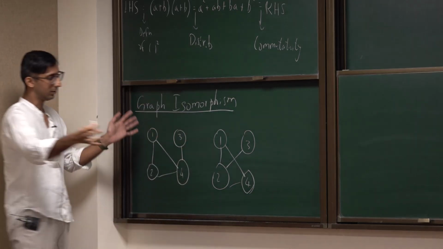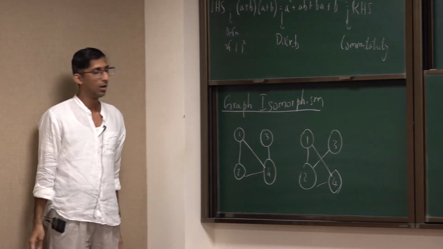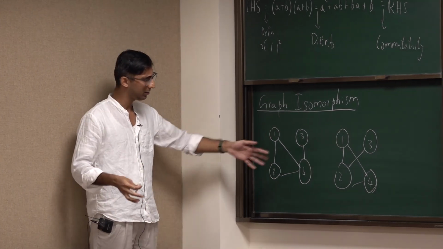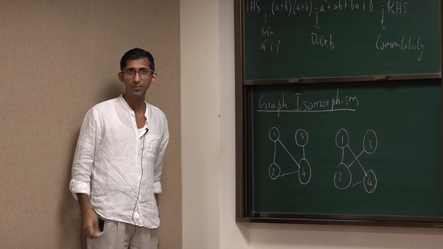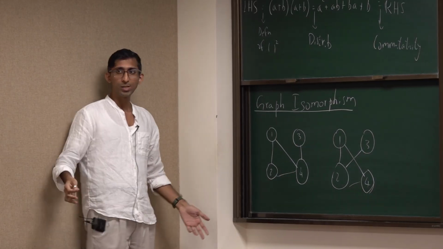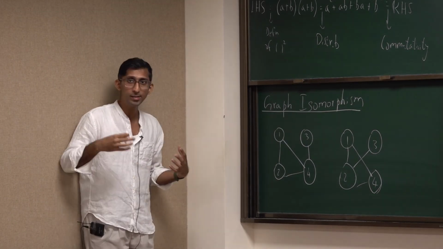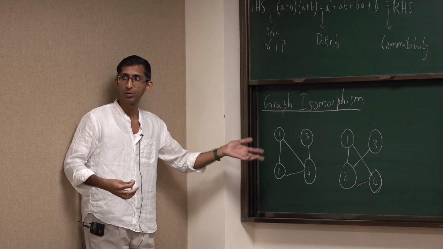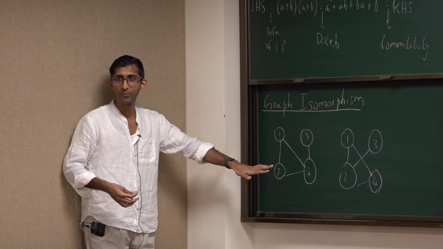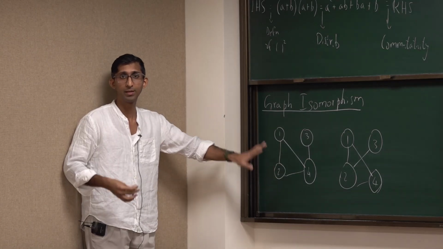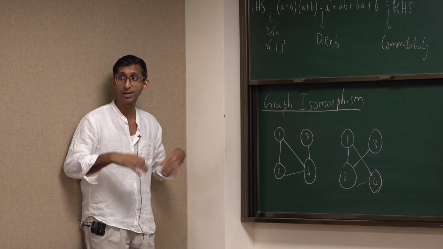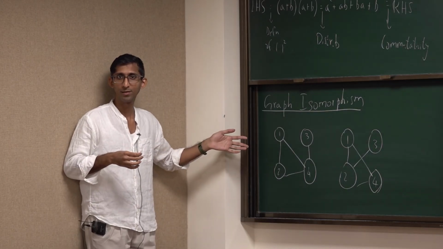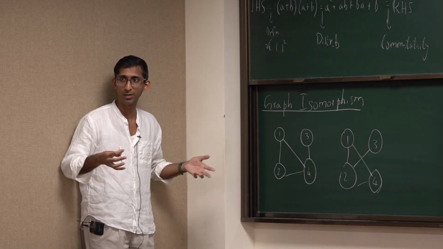So I give you two graphs like this, on the same number of vertices, and they are numbered like this. The vertices are numbered from 1 to n. Here there are 4, so I number them from 1 to n. And the question I ask you is: is there some way of renaming the vertices of one graph so that it becomes the other graph? Does there exist such a relabeling or not? If that happens, the graphs are said to be isomorphic.